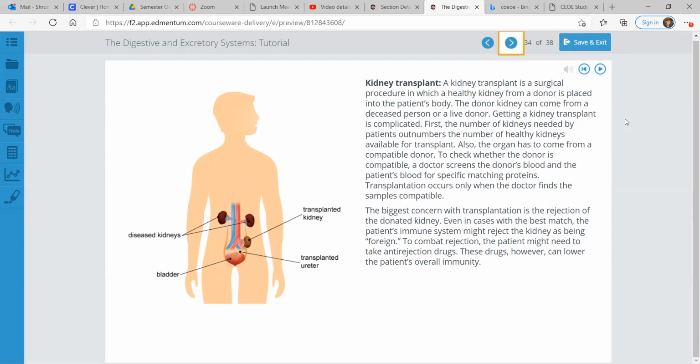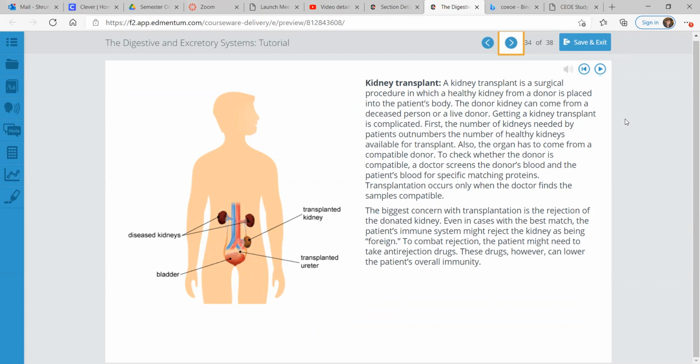To check whether the donor is compatible, a doctor screens the donor's blood and the patient's blood for specific matching proteins. Transplantation occurs only when the doctor finds the samples compatible.